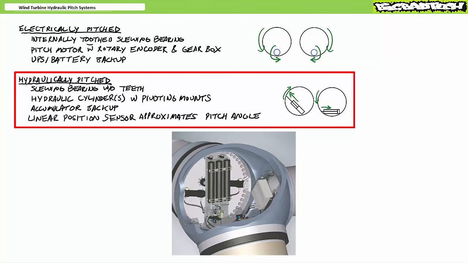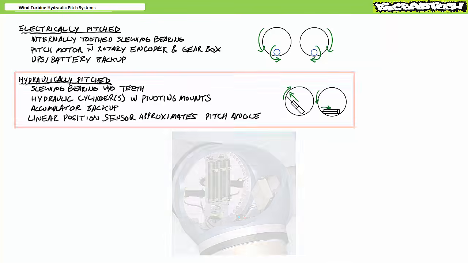In the event of an emergency, a hydraulically pitched turbine also needs to pitch the blades to a feathered position and decelerate the rotor, only rather than relying on the stored energy of the battery to do so, it relies on pressurized fluid stored in an accumulator. We'll significantly expand upon this basic description in this particular lecture.